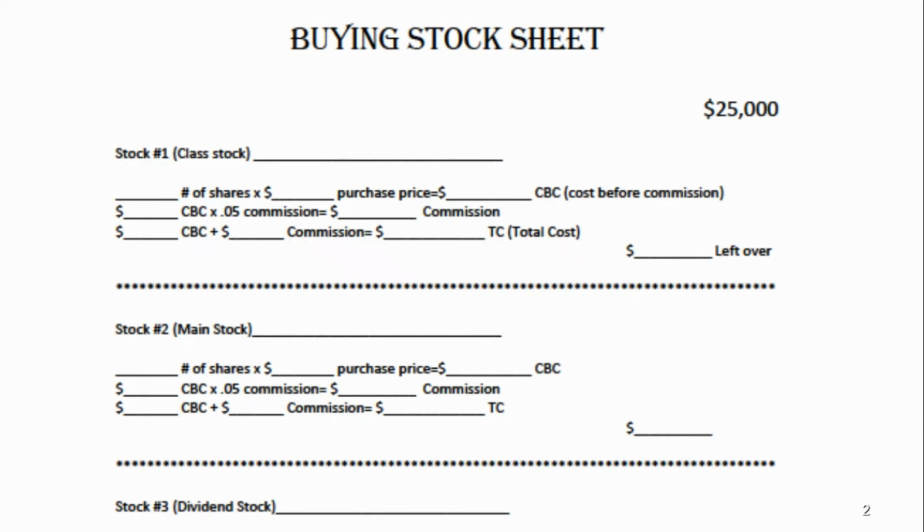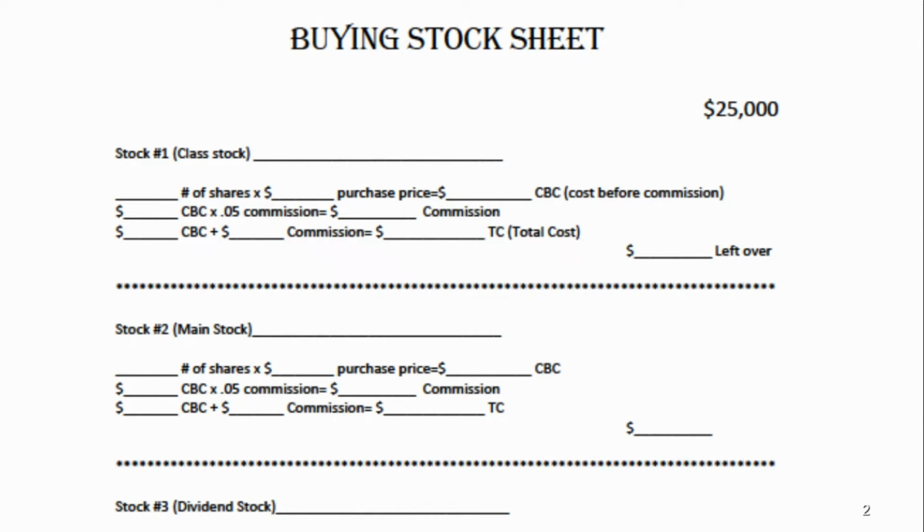So stock number 3 is a stock that you have to have, and it has to have a dividend. We're going to go over more of what a dividend is throughout the class. But just know that stock number 3 has to have a dividend, and I will show you how to find it. Stocks 4 and 5 are optional. And the only reason you would need stock number 4 is if you have bought your first 3 stocks and you have not been able to spend all of your $25,000.